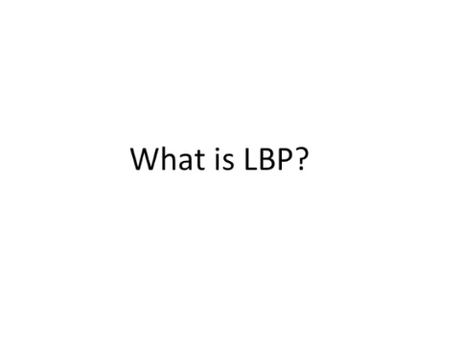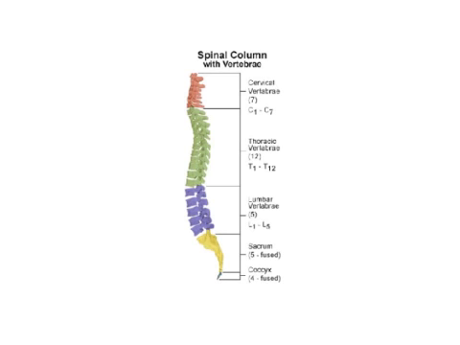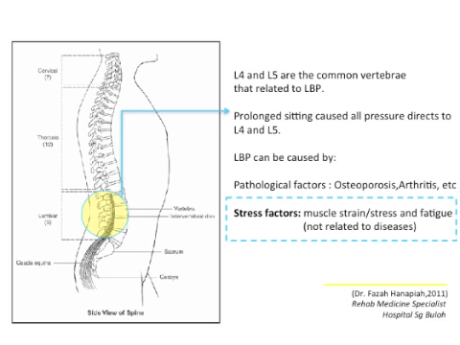So what is lower back pain? This is a diagram of our back spine, and as you can see here, the lumbar vertebrae L1 to L5 is the place where lower back pain takes place. L4 and L5 are the common vertebrae related to LBP, and prolonged sitting causes all pressure to be directed to L4 and L5. Lower back pain can be caused by pathological factors, which come from diseases like osteoporosis, arthritis, etc. Another factor is stress factors, which are caused by muscle strain, stress, and fatigue.